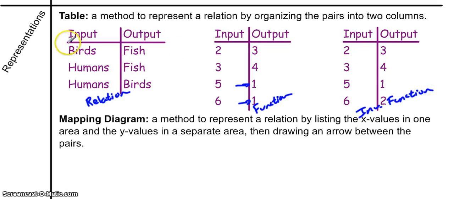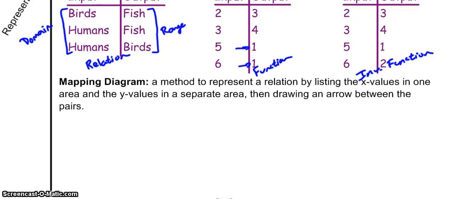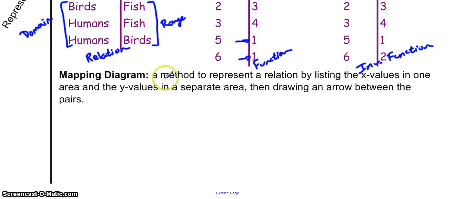One last bit of vocabulary. All of the elements in the input, remember, are called the domain, and all of the elements of the output are called the range. Important to remember, especially as we go into mapping diagrams. Mapping diagrams are methods used to represent a relation by listing the x values in one area and the y values in a separate area, then drawing an arrow between the pairs. I'll use the same three examples from above to illustrate what a mapping diagram looks like.